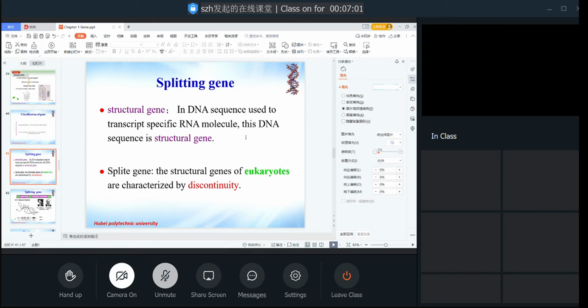This is the DNA in the genes, the DNA sequence coding the RNA sequence. This sequence we name the structural gene. Okay, so in eukaryotic organisms, the structural gene sequence, the coding sequence, is always discontinuous.